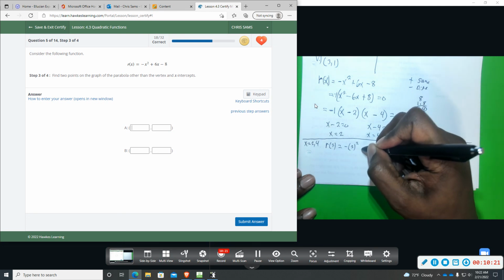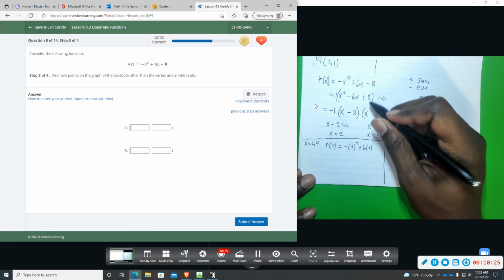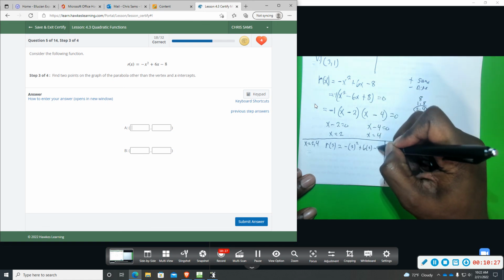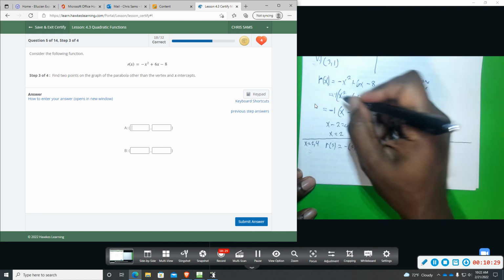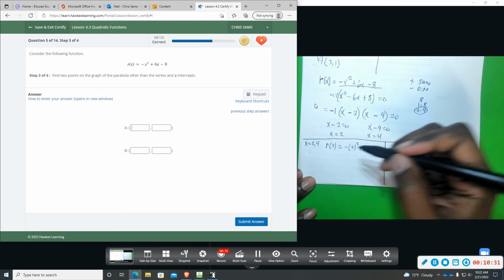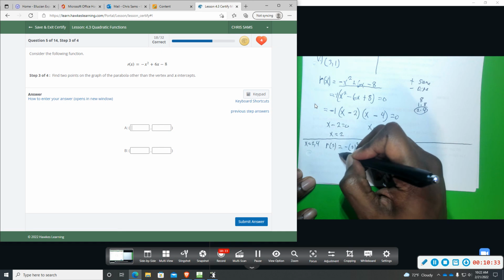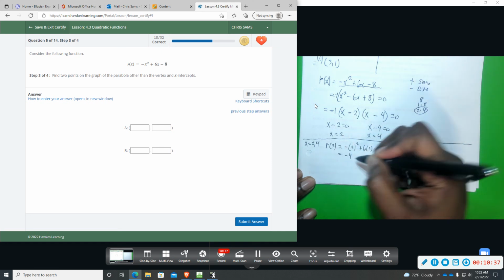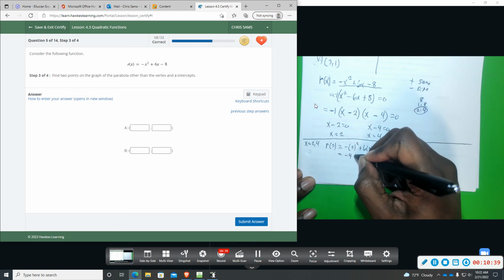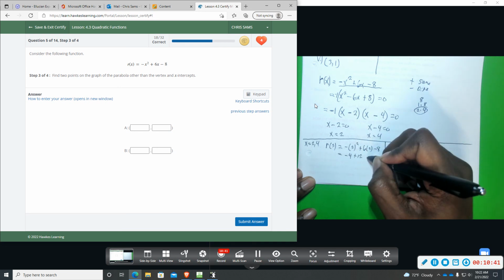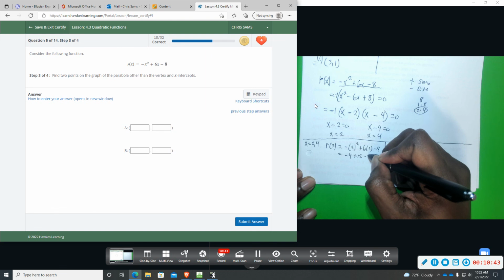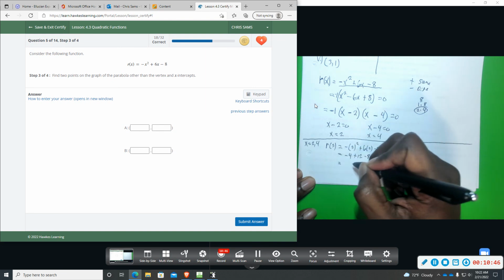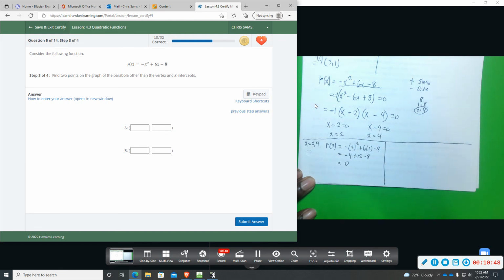And then plus 6 times 2, and then minus 8. So that's from our original equation, this one right here. That's what I'm looking at. All right, so we're going to simplify. 2 squared is 4, but it's going to be a negative. 6 times 2 is 12, and then minus 8. This will give us 0.